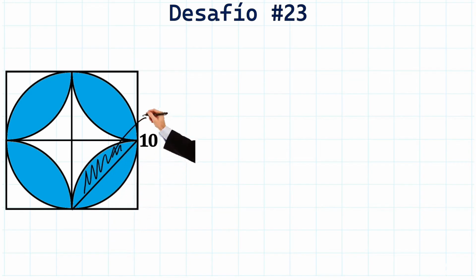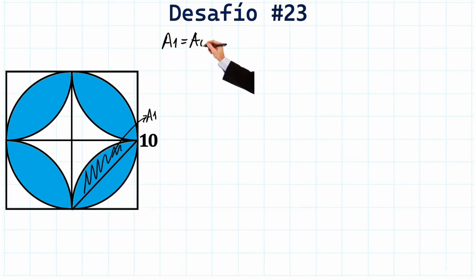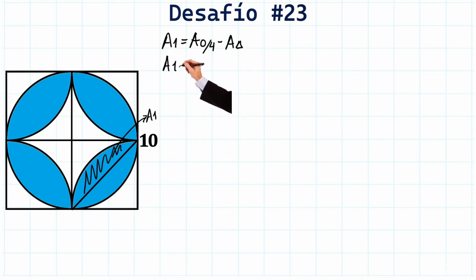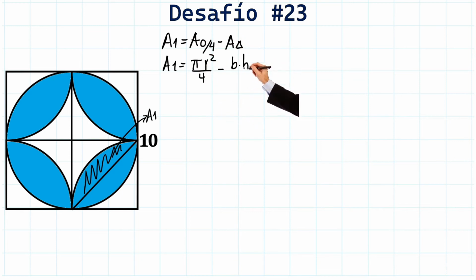We will call this area here area 1, correct? So we have that area 1 is equal to the area of this quarter circle. Observe, the area of the quarter circle minus the area of this triangle here. Very well. Then we have that area 1 is equal to the area of a quarter circle, which is pi times the radius squared divided by 4, minus the area of a triangle, which is base times height over 2.